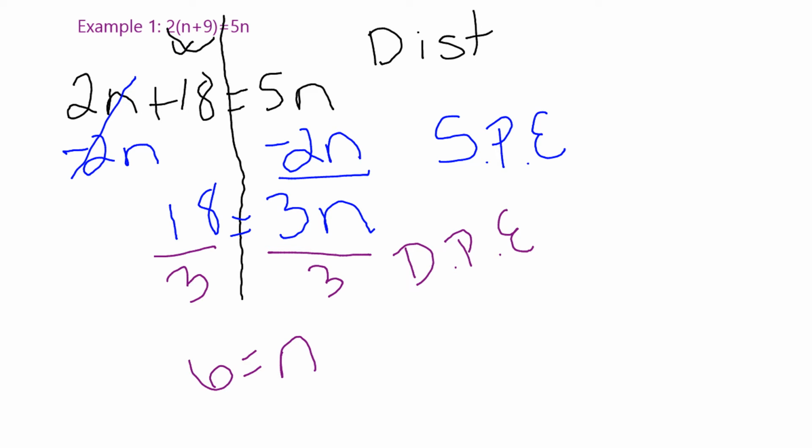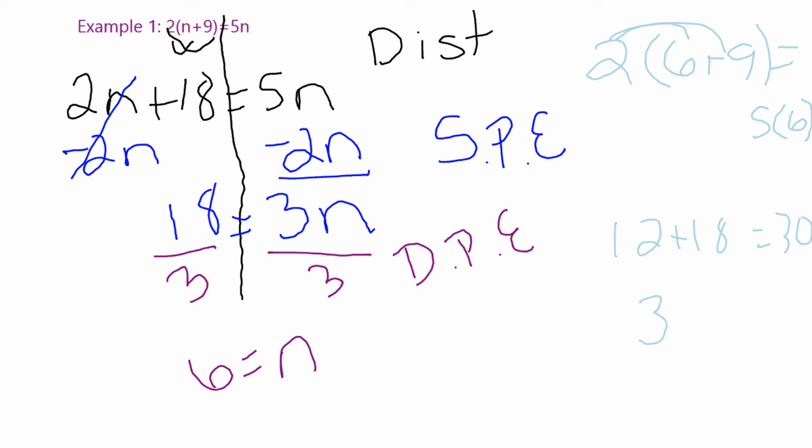Now I'm going to go ahead and check this answer just to make sure that it's right. In order to check my answer, I'm going to substitute 6 in for n. So I'm going to have 2 times the quantity of n, which is 6, plus 9, equaling 5 times 6. So then 2 times 6 is 12, and 2 times 9 is 18. So 12 plus 18 is 30, equals 30, so it checks.